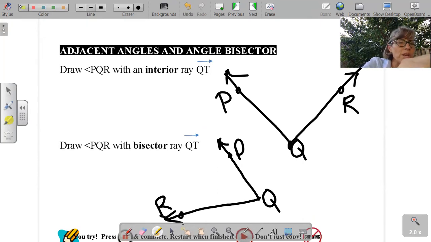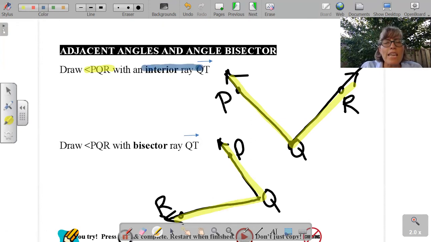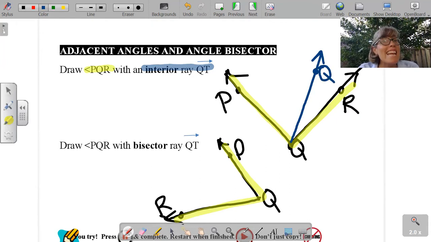Both times here, I'm talking about the angle PQR. So we have Q as the vertex, and in this case, we have an interior ray QT. Interior just means somewhere inside the angle, but not in the middle. So this blue ray QT is interior, meaning somewhere in the mouth of the angle.